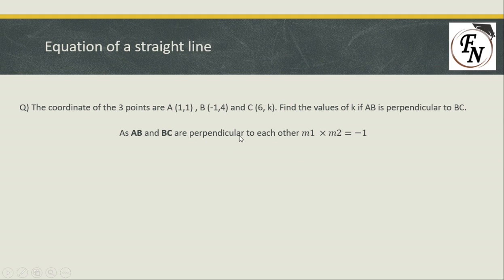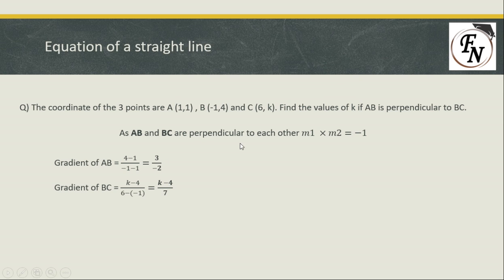When we talk about the perpendicular concept, we have the formula m1 times m2 equals minus 1. So first of all, I have found the gradient of AB using the coordinates of A and B. This is x1, y1, this is x2 and y2, and I have calculated it as 3 over minus 2. And when I found the gradient of BC, it was k minus 4 over 7.